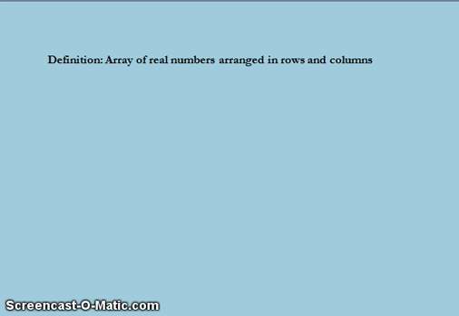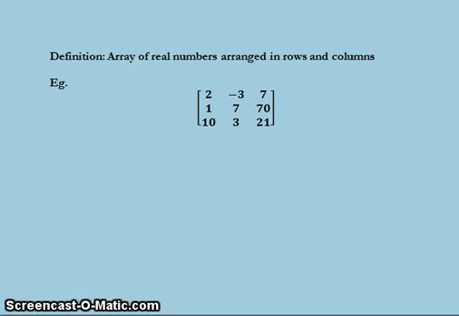Now, starting with the basic definition, a matrix can be defined as an array of real numbers arranged in rows and columns. Now, we are going to consider an example of a matrix in which the horizontal lines are said to be rows and the vertical lines are said to be columns.